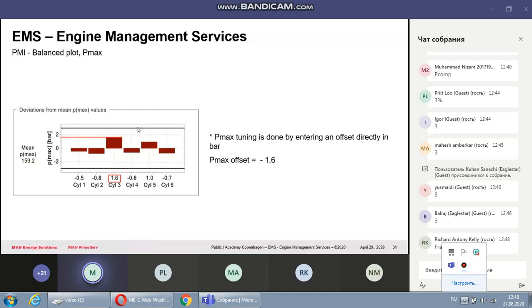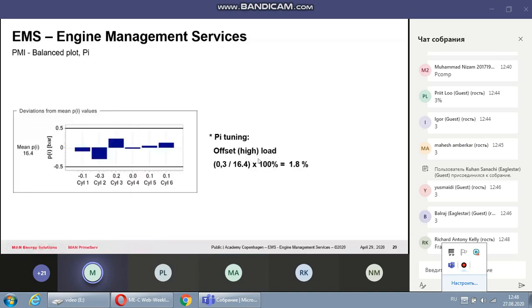Why we have to go for it, see the formulas here. Offset high load is divided by PI into 100%. So if you look here, number 3 cylinder is deviating, 0.3 bar minus, so adjustment should be plus. You should always take the one which is deviating maximum first, then you go for the subsequent one. And after this, you catch this curve.